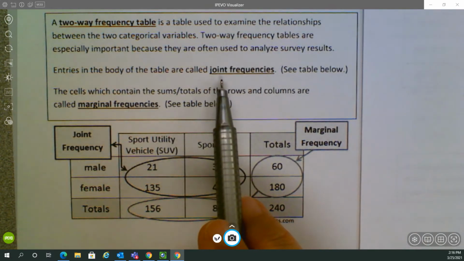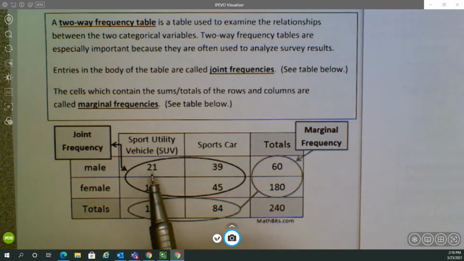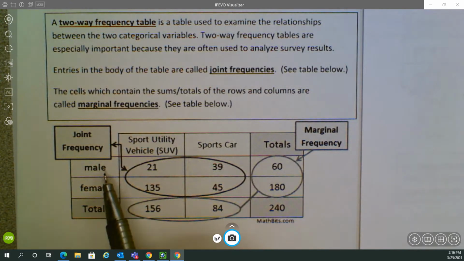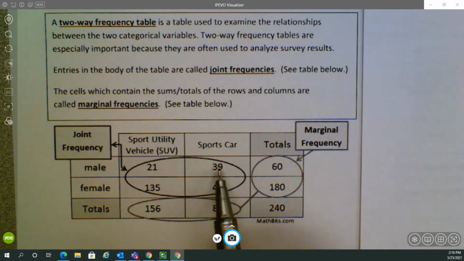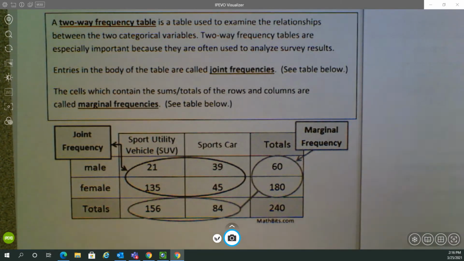And the reason they call these joint frequencies is because the number 21 describes two different variables. There are 21 people that drive a sport utility vehicle, and 21 of them are males. There are 135 people in all that drive a sport utility vehicle that are also female. There are 39 people that drive a sports car that are also male. Now I'm going to switch it on you. There are 45 people that are female that drive a sports car. So these are called my joint frequencies because they measure more than one category.